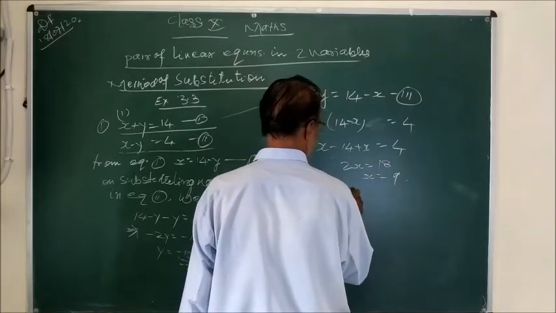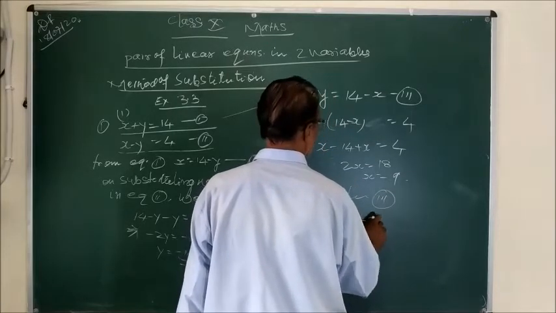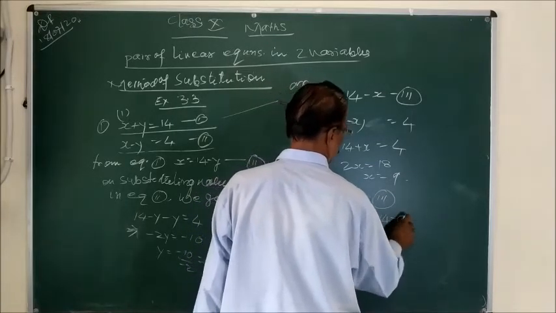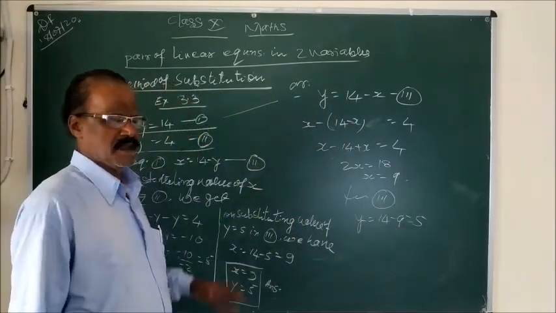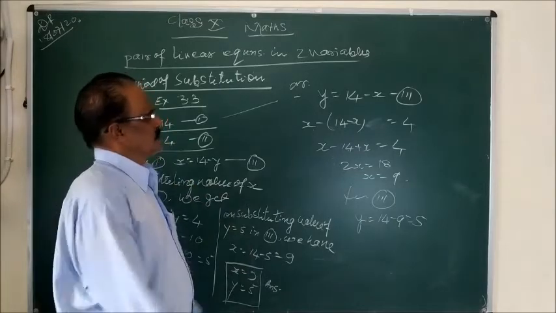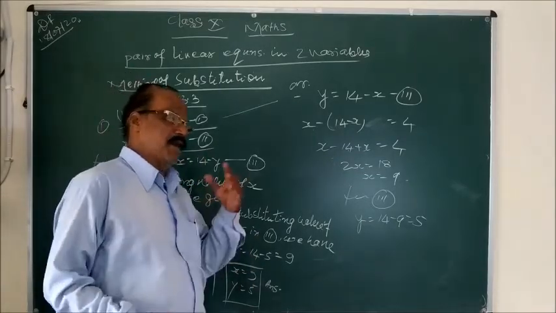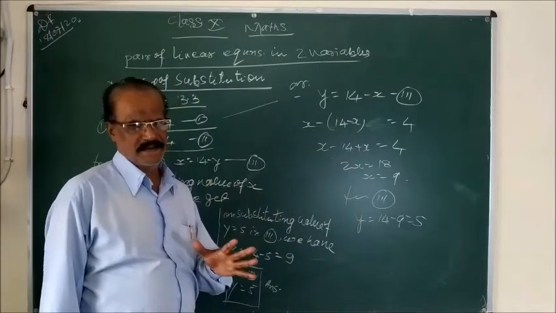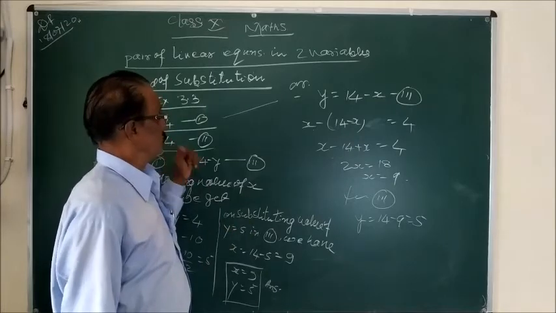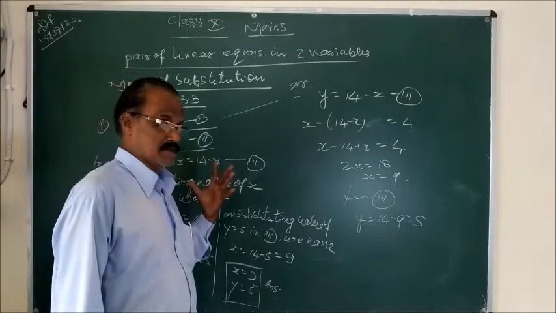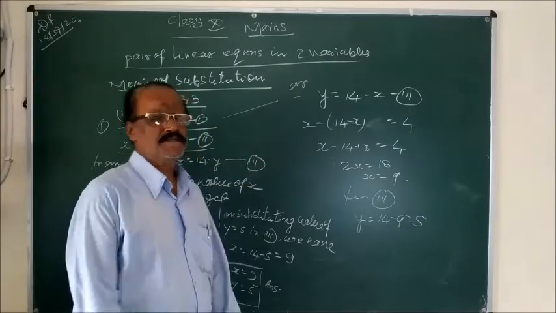Now you put the value in equation 3. So what will you get as the value of y? 14 minus 9 is equal to 5. So you get the same result, and this means we can put the value of x or y from either equation 1 or equation 2. It is not necessary that you should always find the value of one variable from equation 1. It depends upon the nature of the question.